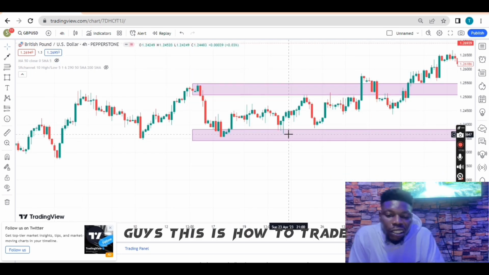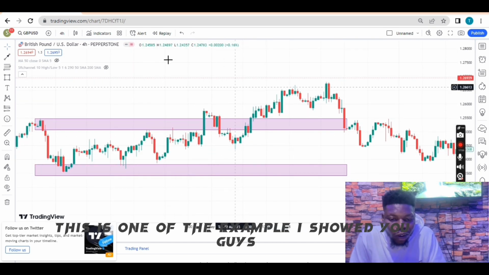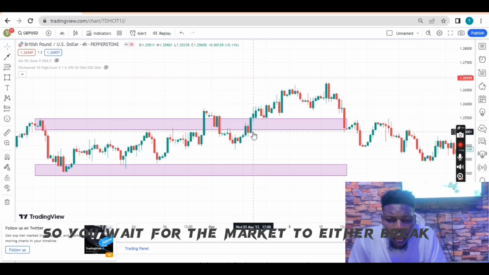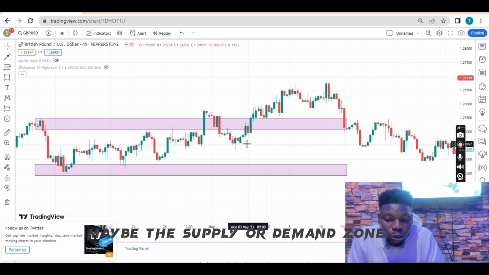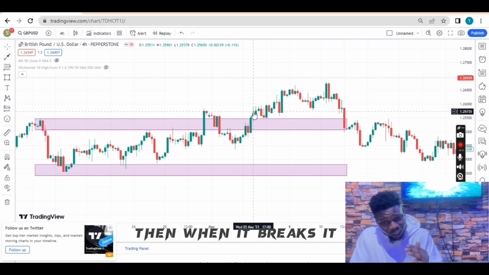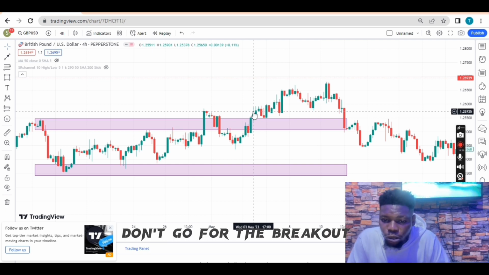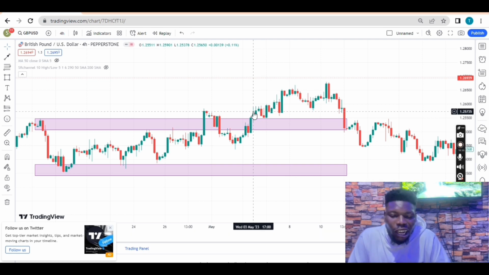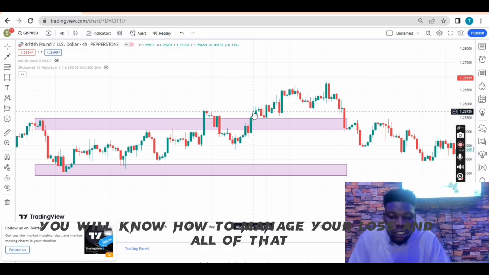So guys, this is how to trade the breakout strategy with supply and demand. This is one of the examples I showed you guys. So you wait for the market to break either the supply or demand zone. In this example, it broke the supply zone. Then when it breaks it, you need to be careful, guys, because I would advise you, if you're a newbie, don't go for the breakout strategy, because most times it serves as a trap for traders. If you are not experienced, you won't know how to manage your loss and all of that.